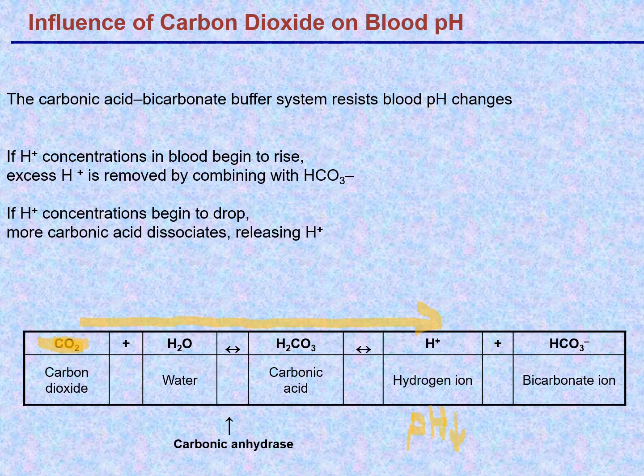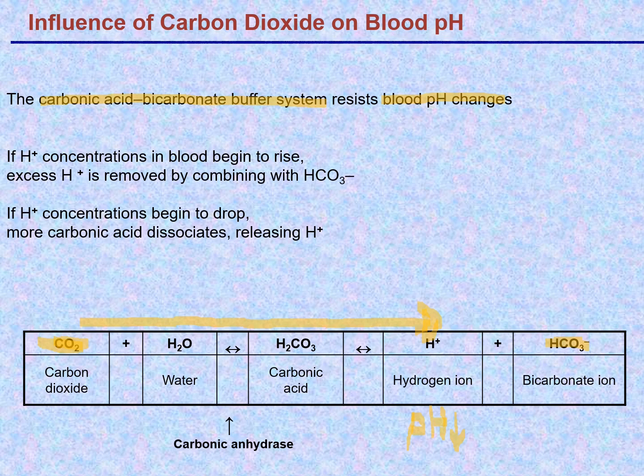The bicarb that's produced moves out into the plasma to help act as a buffer. So the carbonic acid bicarb buffer system resists blood pH changes. So even though you're getting accumulation of hydrogen ions, the pH is not going to change that much due to the buffering action of bicarb ions. And that's what's said here.